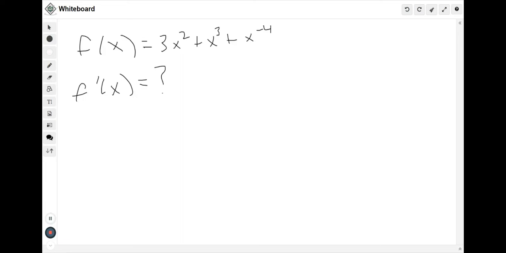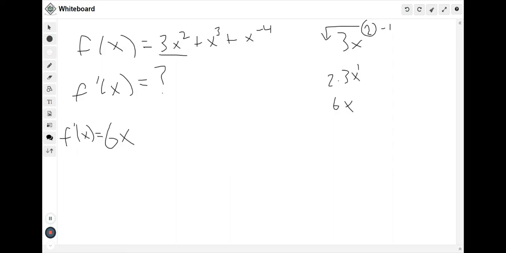Our first term is 3x squared, so we have to find the derivative of 3x squared. Using the power rule, we take our exponent, move it to the front, and subtract 1. This gives us 2 times 3x to the first power, so we get 6x. That means our first term is 6x. So let's write our derivative equals 6x.